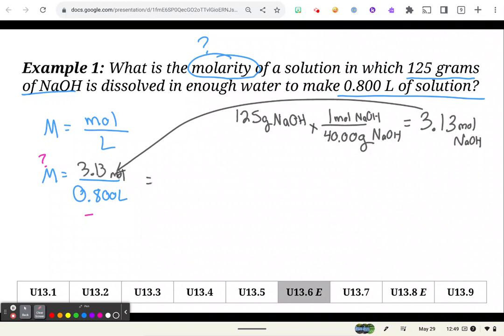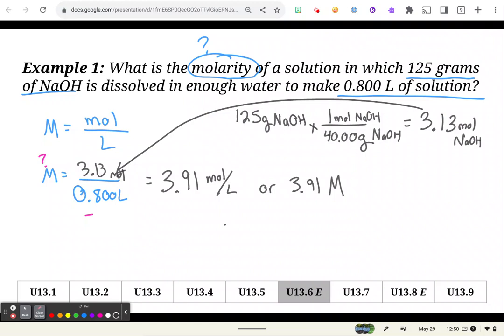And then I can solve that. So 3.13 divided by 0.8, and I actually just left the 3.125 in my calculator. So there might be a little bit of variation in my answer versus yours, but that's what we check. We always check for those. So 3.91 moles per liter, or you can answer it as 3.91 molar with the capital M. Either one's going to work.